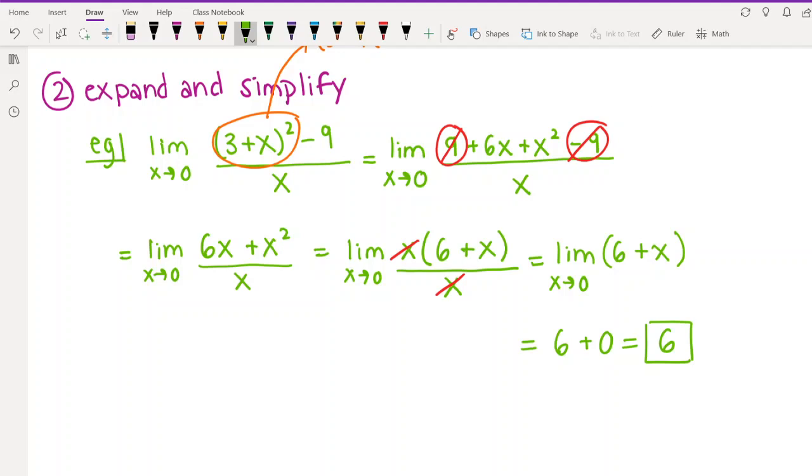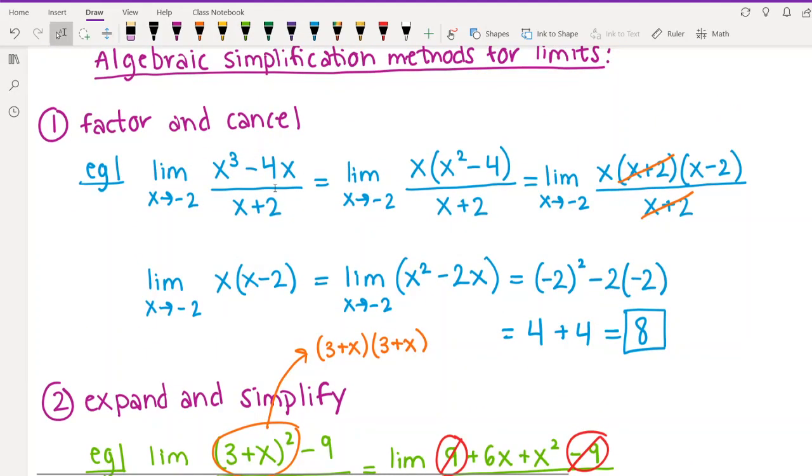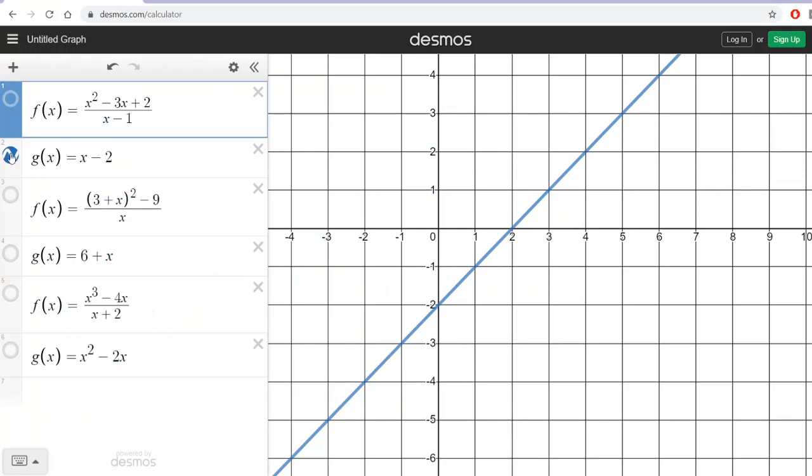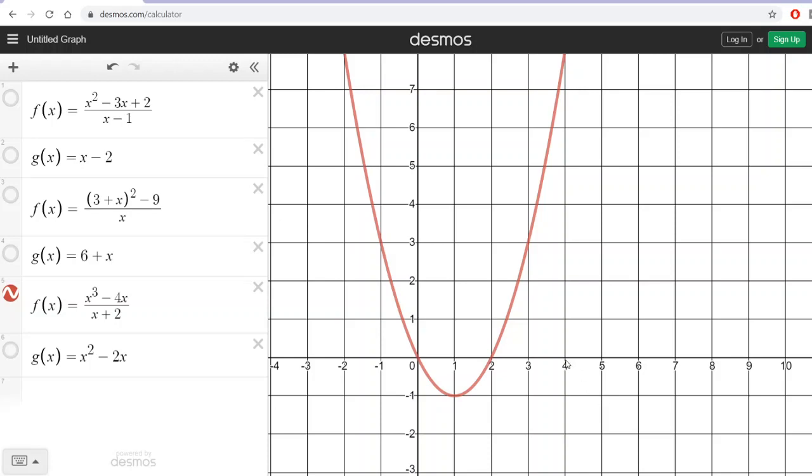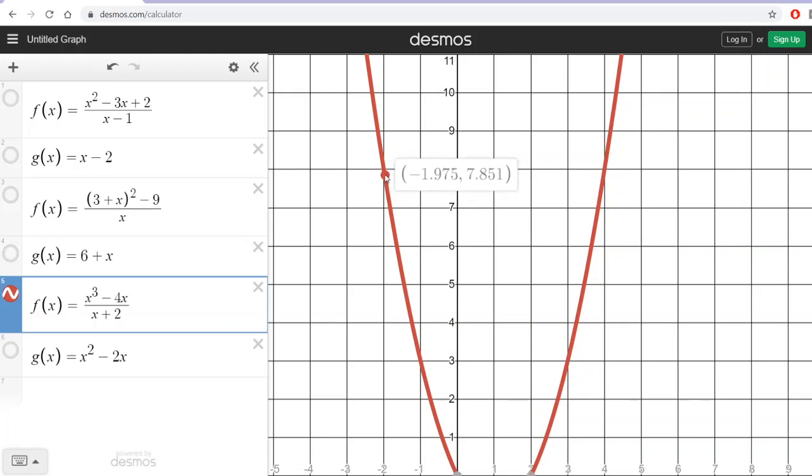So let's look at the graphs for both of these two. I forgot to show you for the last one. So the first one we had x cubed minus 4x over x plus 2. So that's this. So this is the original function. And if we go to an x value of -2, we see that there is a hole in the graph at -2. Hopefully you saw it there, right? So there's a hole in the graph at -2. So this function is not defined at -2. That's why we couldn't just plug -2 in.